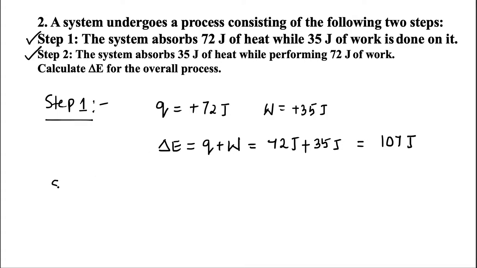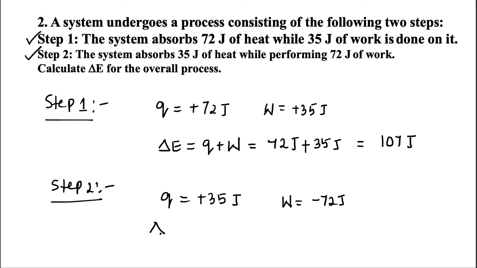Now, what is the energy change in step 2? Here the system is absorbing 35 joules. Therefore, Q is equal to positive 35 joules while it is performing the work of 72 joules. The system is performing the work. Therefore, your work is a negative term.